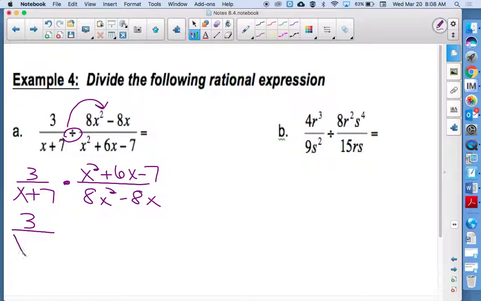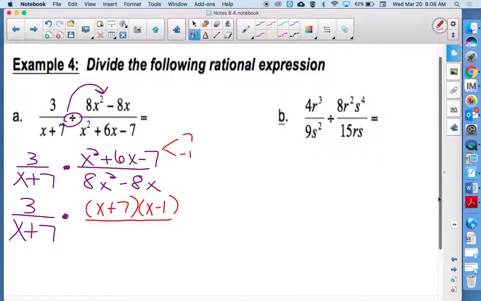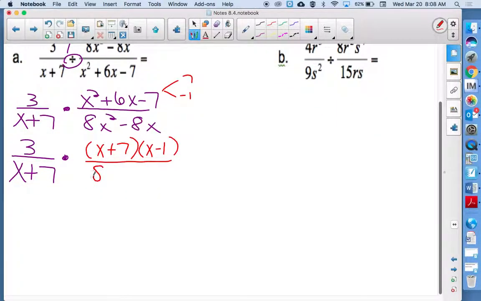Holly, how would you factor the numerator of the fraction on the right side? You get x plus 7. So she said 7 and negative 1. And then Holly, what about the denominator? You take out 8x and you get x plus 1.